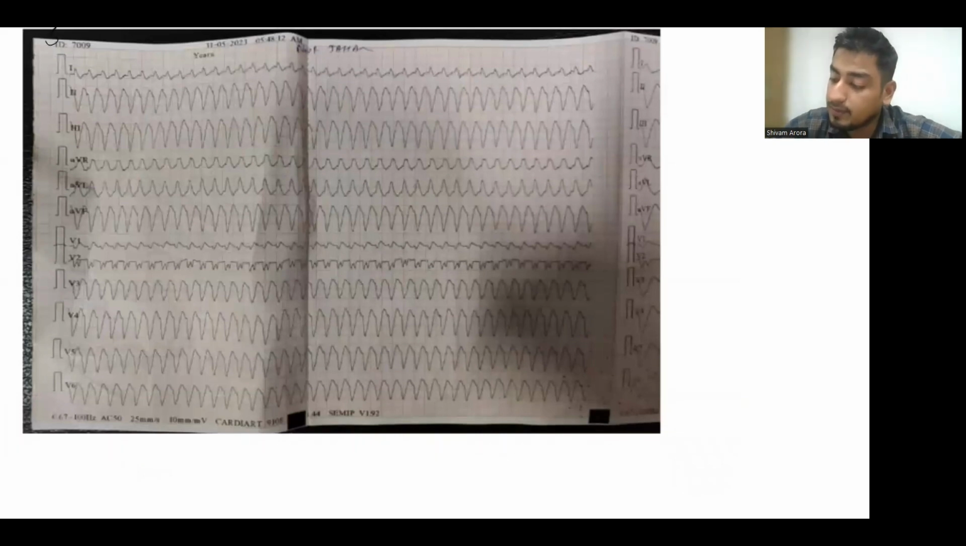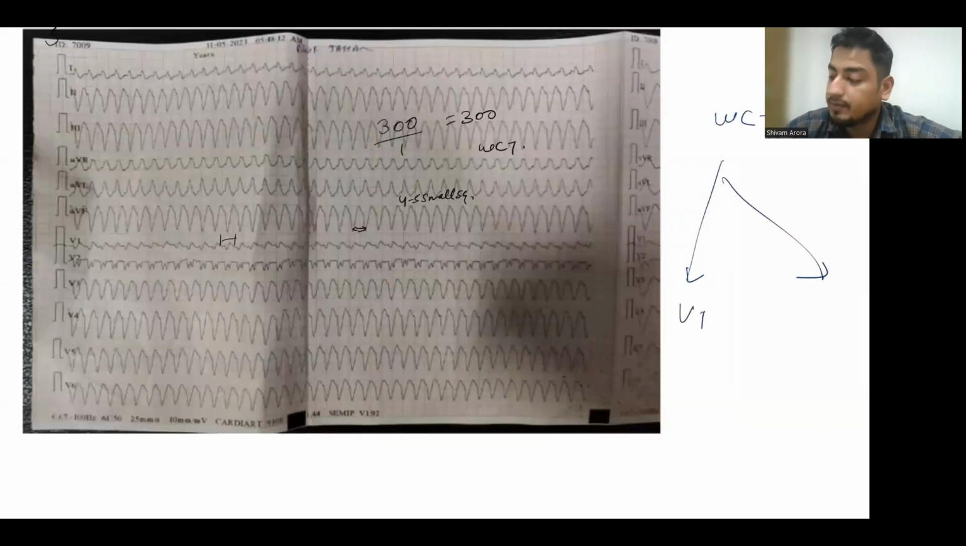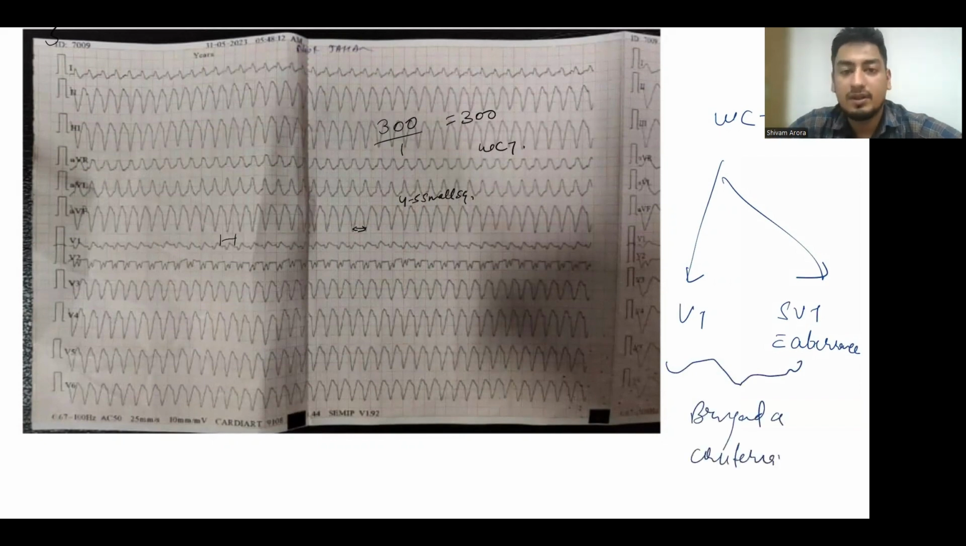In this, we can see the heart rate is almost 300 by 1, that is 300. So this is definitely a tachycardia. As you can see, the QRS duration is almost 4 to 5 small squares. So it's a wide complex tachycardia. Now we have two differentials for wide complex tachycardia. One is VT, another one is SVT with aberrancy. To differentiate between VT and SVT with aberrancy, we have to apply Brugada criteria, which we will discuss later on.